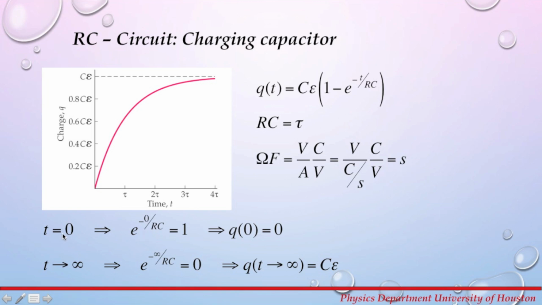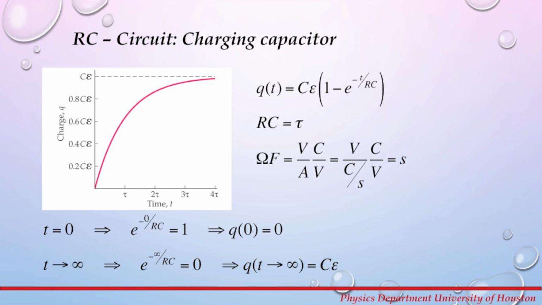For time equals 0, e to the negative 0 divided by RC will be equal to 1, and then from the equation for the charge on a capacitor we get that at time equals 0 the charge on the capacitor is equal to 0. As the time increases, essentially goes to infinity, e to the negative infinity over RC is going to be equal to 0, and then from the equation we get that at a very long time the charge on the capacitor will be equal to the capacitance of the capacitor times epsilon, which is the EMF of the battery.